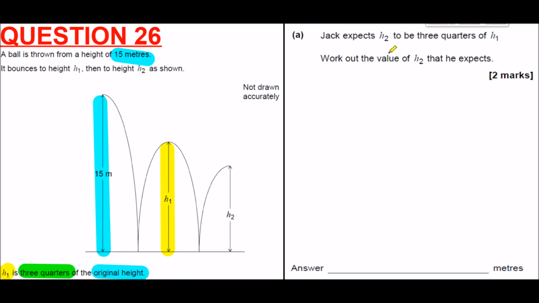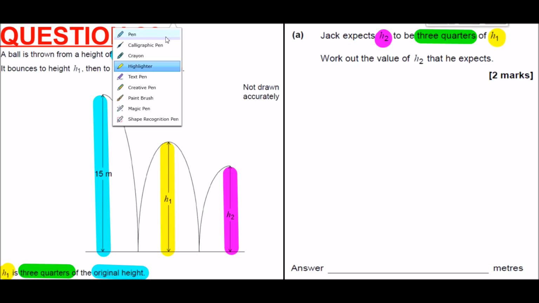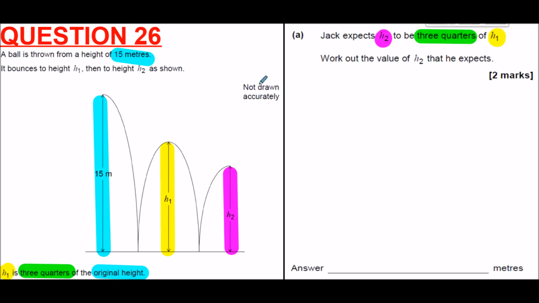And so, saying here, Jack expects h2 to be 3/4, so he's expecting it to be the same fraction of h1. Using all the colours of the rainbow here, highlighting. Essentially though, this question isn't too bad. We just take it step by step and we'll end up with a reasonable answer. And so first of all, h1. It says h1 is 3/4 of the original height, which is 15. And so all we're doing is just picking out the information we've already been given in the question, if we read it carefully. h1 is 3/4 of the original height, 15.